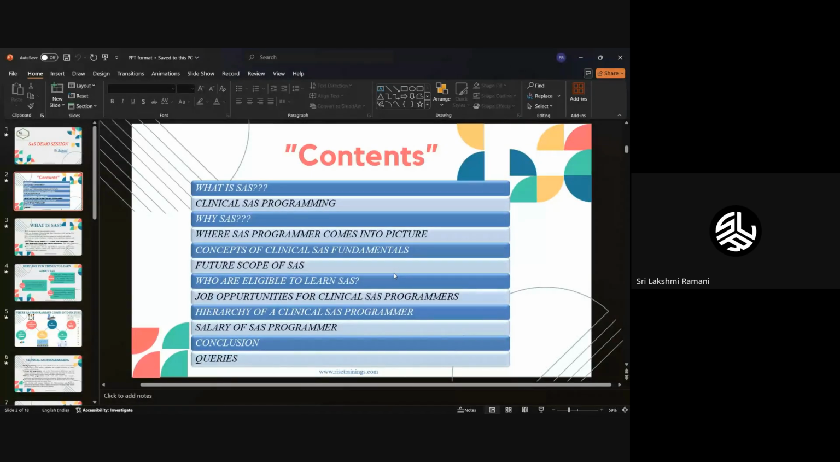In that whole drug approval process, where the SAS programmer comes into the picture, and the concepts of clinical SAS fundamentals we are going to discuss in our course, and what is the future scope of SAS, who is eligible for it, what are the job opportunities, and what's the hierarchy of a clinical SAS programmer, and finally, the most awaited topic, the salary of a SAS programmer. Okay, and finally, I'll conclude it. I won't take too long. I'll complete it within 45 minutes or max 50 minutes. And at the end, you can ask whatever queries you have.